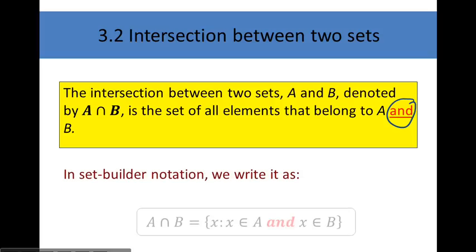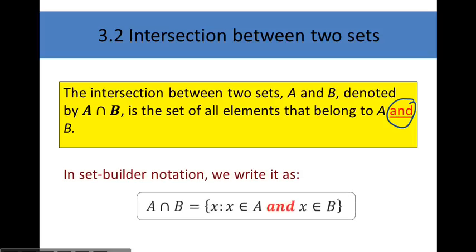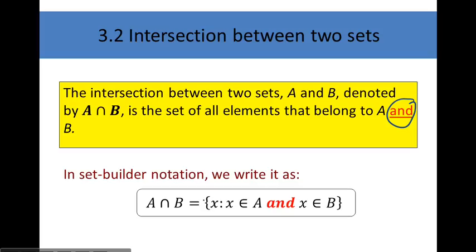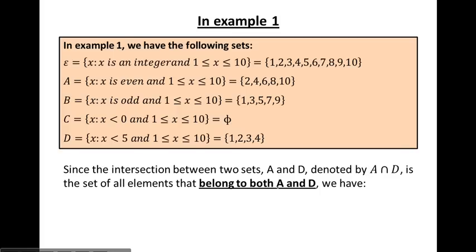Okay, so for intersection in set builder notation, we write A intersect B is equal to a set. Look at the braces used here. It's still a set that contains element x, such that x is an element of A and x is an element of B. So drawing reference to the same example, this is what we have.